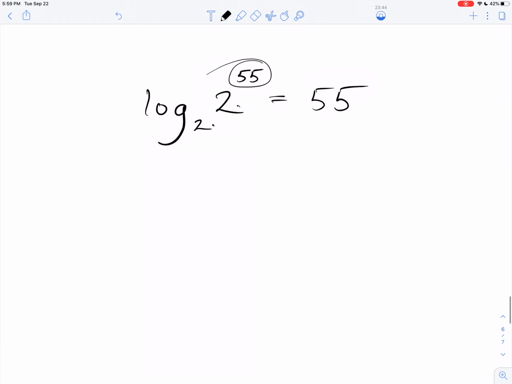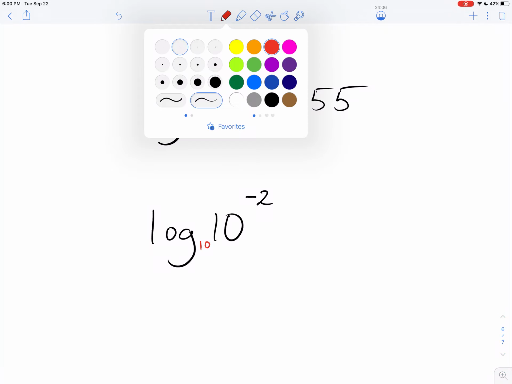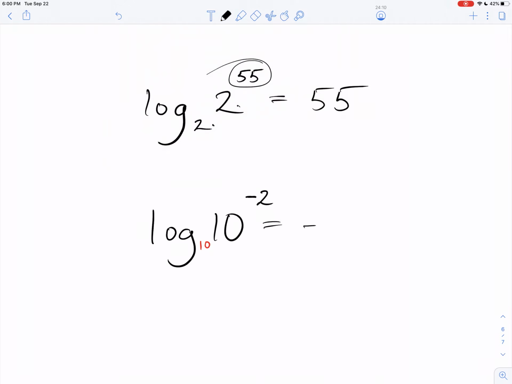So what do you think this is? Here's sneaky. What am I going to put here? How about a -2, just to be really sneaky? Log of 10 to the -2. And you might say, well, you didn't give me a base. I'm going to remind you again with a red pen, if they don't write in a base, then the base must be 10. So what do you think this special answer is? It's -2. That's what it is.